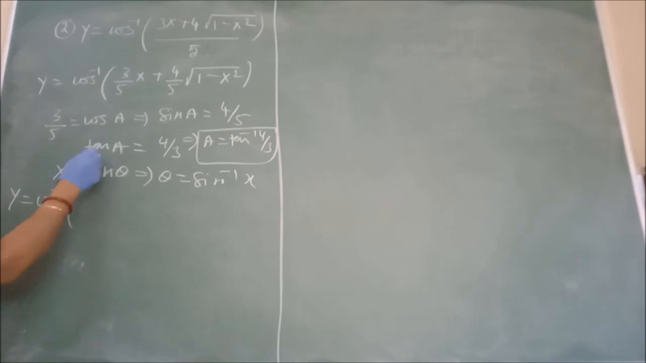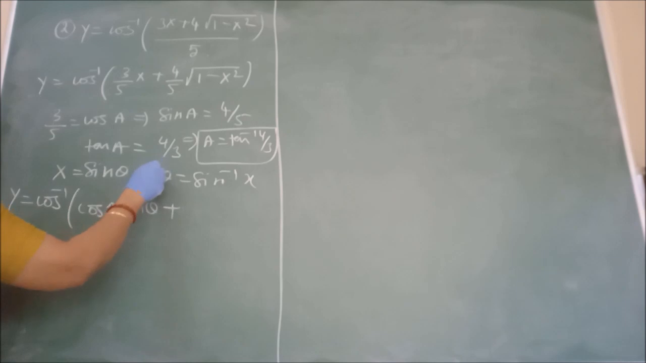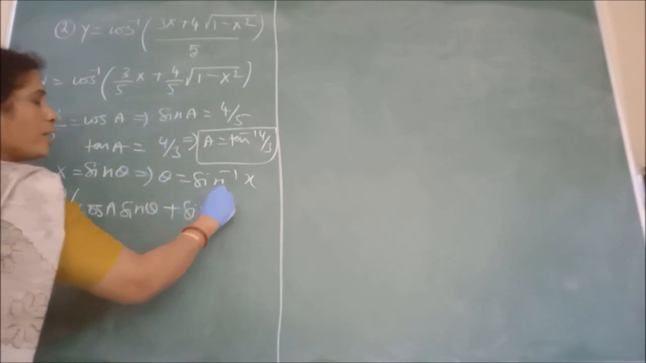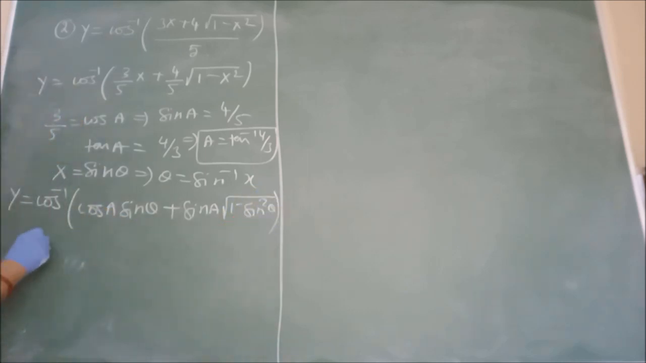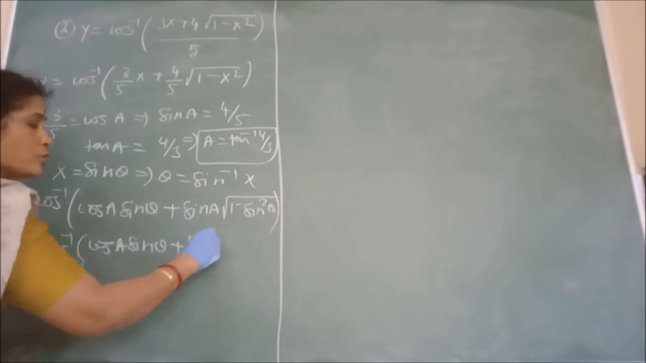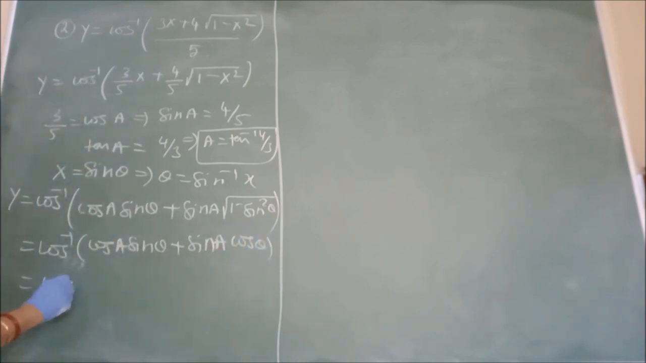Okay, fine. Now I am giving substitution: y equal to cos inverse of 3 by 5. What is 3 by 5, beta? 3 by 5 is cos A. Cos A into x, which is sin theta, and then plus 4 by 5. What is 4 by 5? Sin A into under root of 1 minus sin square theta. Under root of 1 minus sin square theta, that is equal to cos inverse of cos A sin theta plus sin A cos theta. So what is the formula? That is equal to cos inverse of, what is the formula? Sin A plus B. Am I correct?